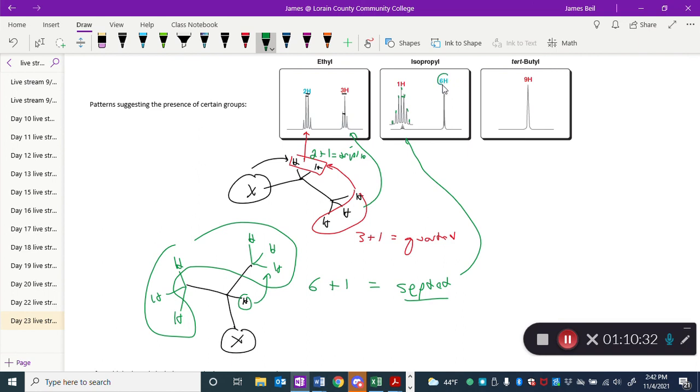But that doublet, because there are 6 hydrogens, has an area in its signal 6 times the area of the other signal. This is just a signal expanded so you can see how many peaks there are.